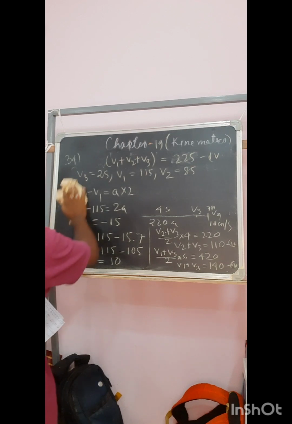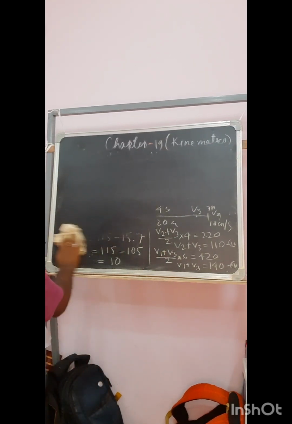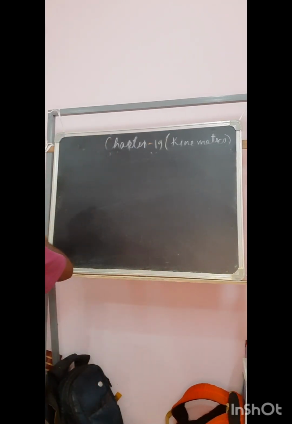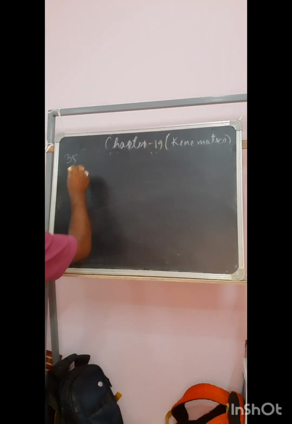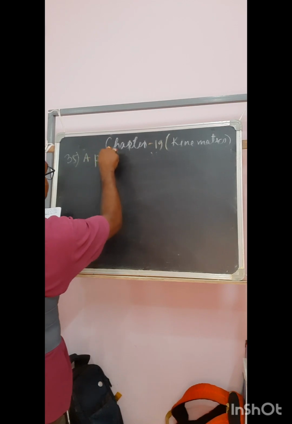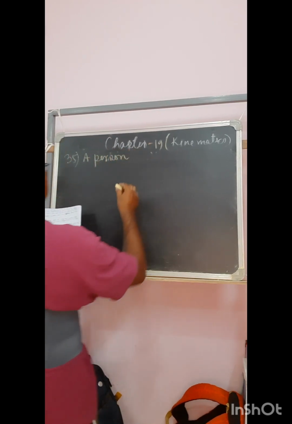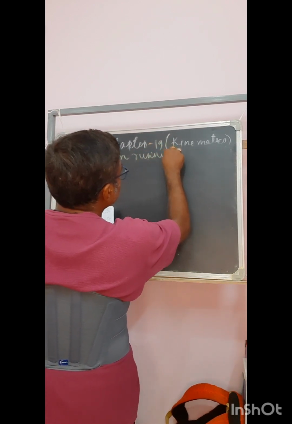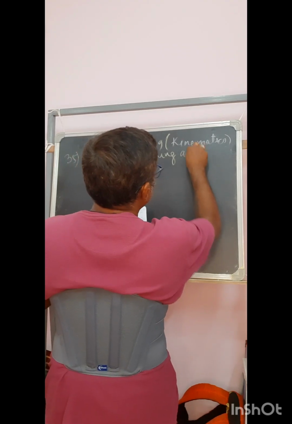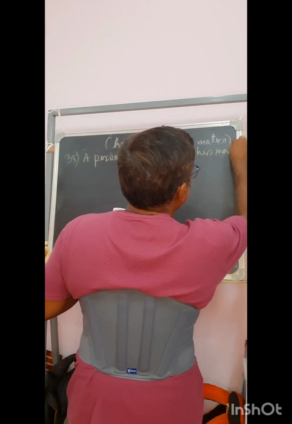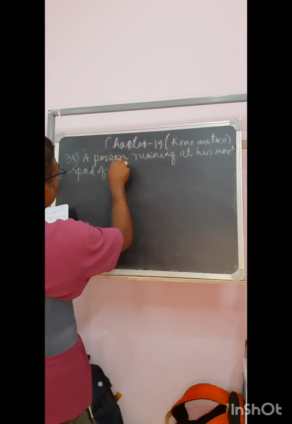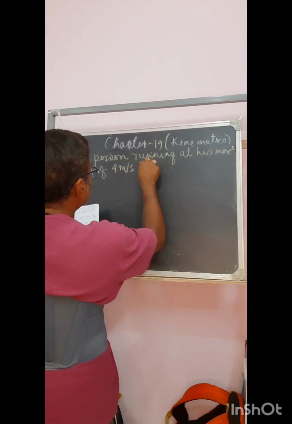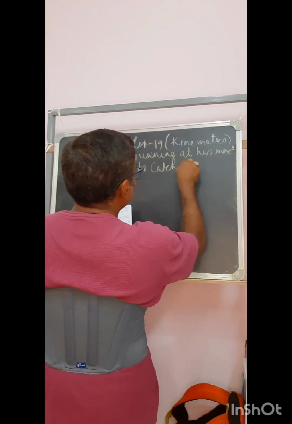That's it. Moving to problem number 35. A person running at his maximum speed of 4 meter per second to catch a train.